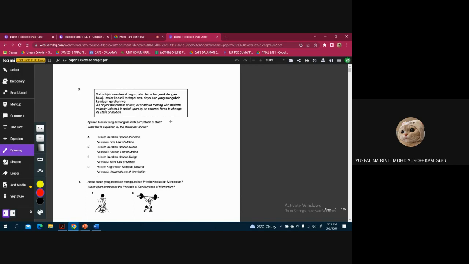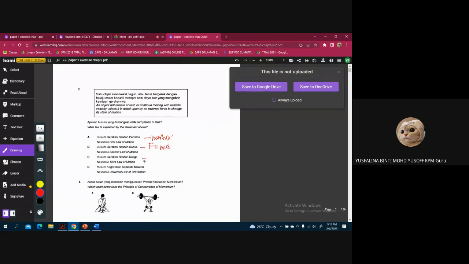But in the answer given, there is no inertia there. But you have to know inertia is also known as Newton's first law. Then Newton's second law is the one you learn, that F equals ma. It's directly proportional to the rate of change of momentum. So this is actually F equals ma. And Newton's third law is action and reaction.